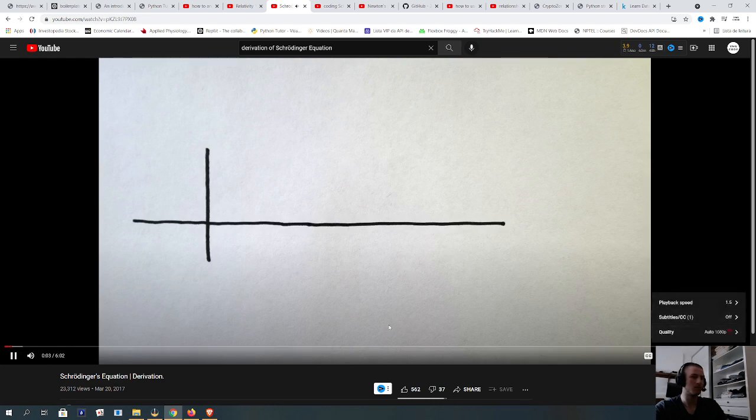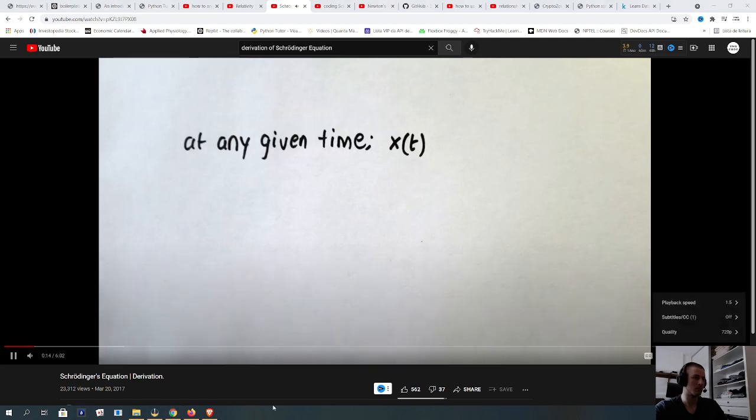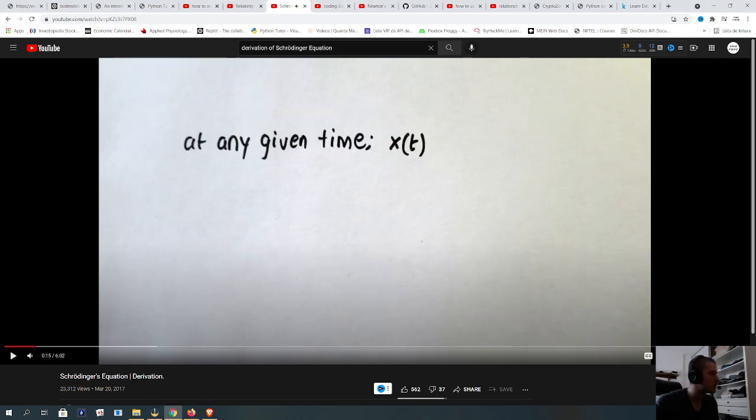Consider a particle of mass m that is forced to move only in the x-axis by the force f of x of t. If classical mechanics give me the x as a function of t, I should be able to find its velocity.